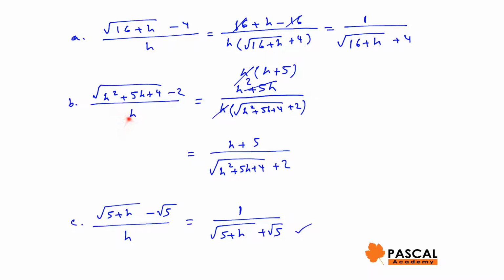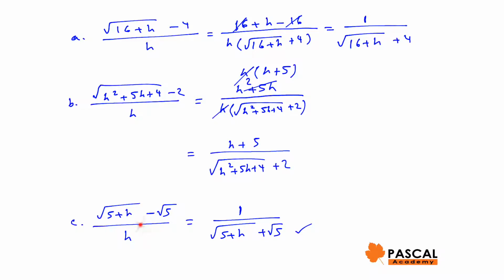Similarly, for part B, we multiply the numerator and denominator by √(h^2 + 5h + 4) + 2. If we multiply this expression by its conjugate, we get h^2 + 5h + 4 - 4. 4 and 4 get cancelled. h^2 + 5h can be factored as h times (h + 5). And if we reduce the fraction, we find (h + 5) divided by (√(h^2 + 5h + 4) + 2) as equivalent to the given fraction.